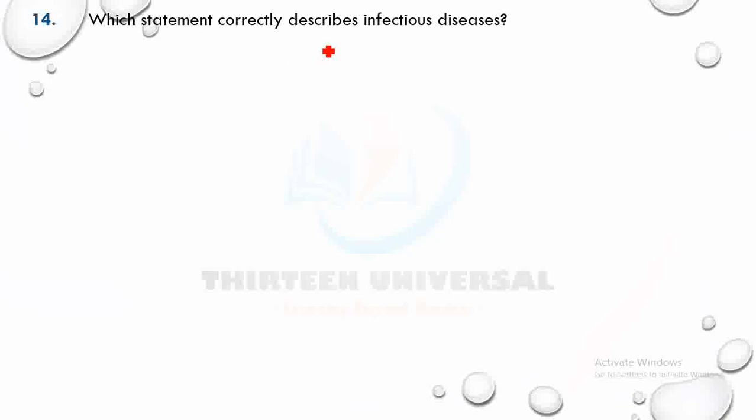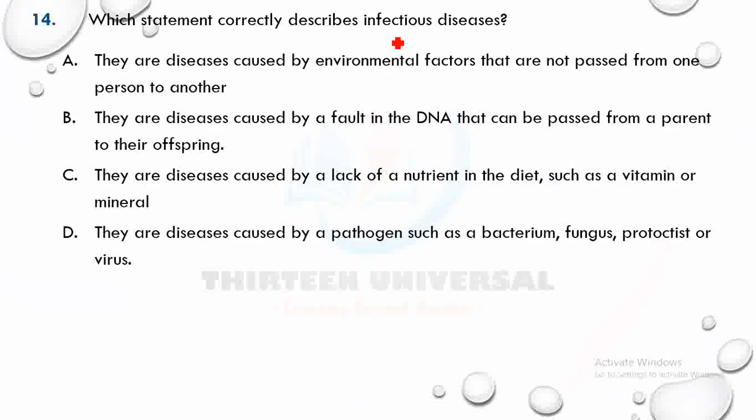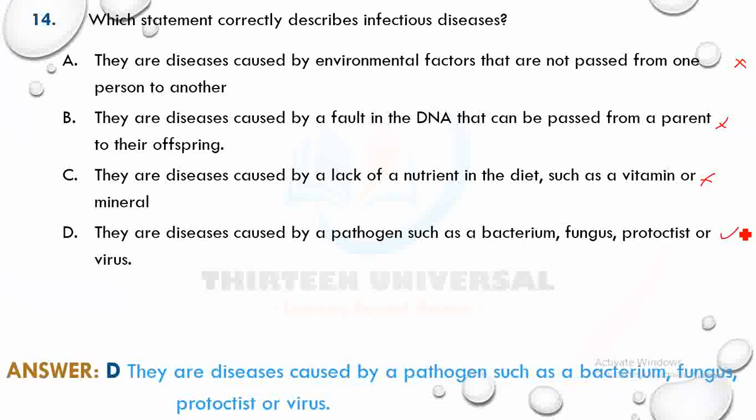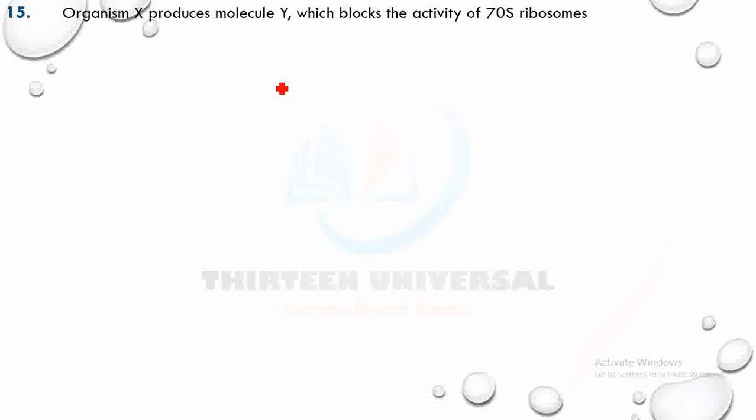Which statement correctly describes infectious diseases? Pick one of them. Pause the video and try it. They are diseases caused by environmental factors. No. They are diseases caused by a fault in the DNA. No, they are not genetic diseases. They are diseases caused by lack of nutrients. No, they are not malnutritional diseases. Infectious diseases are diseases caused by a pathogen, and they're also transmissible. So that's the answer. Let's not waste time, guys. D. Organism X produces molecule Y, which blocks the activity of 70S ribosome.